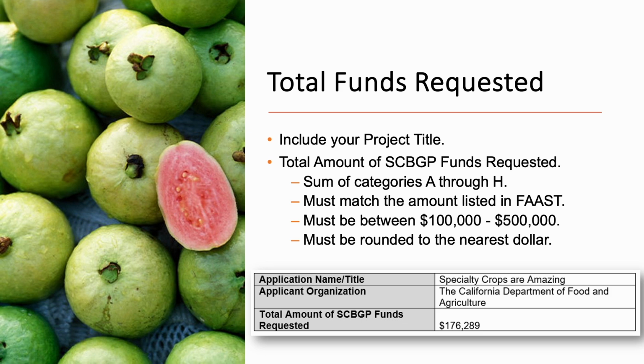At the top of the budget narrative, enter the title assigned to your project in FAST. Also, enter the total number of SCBGP funds requested for your project. As mentioned, this is the sum of the budget narrative categories A through H and should match the amount listed under funds requested in FAST. Please make sure the total amount requested is within the allowable range and rounded to the nearest dollar.